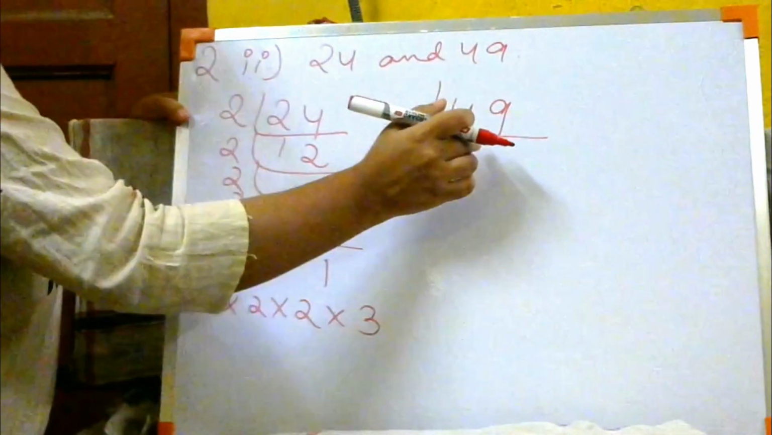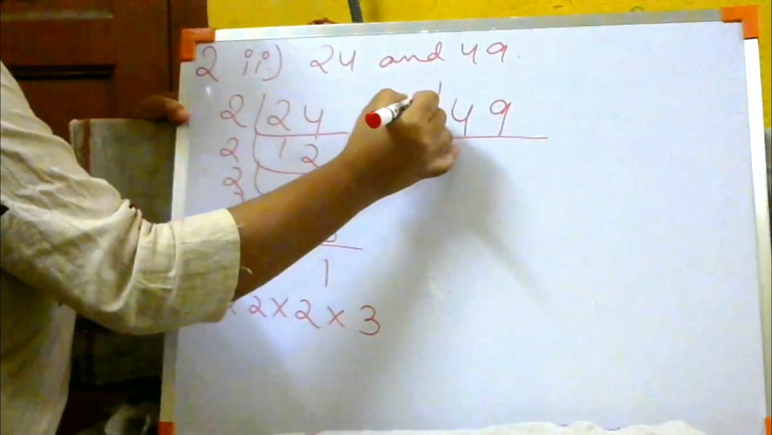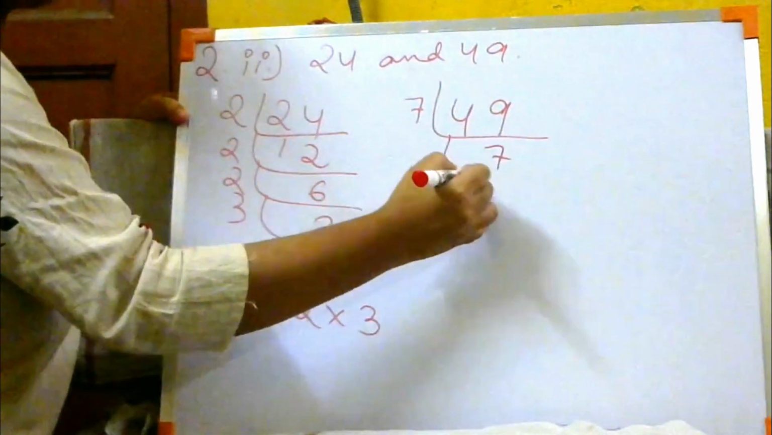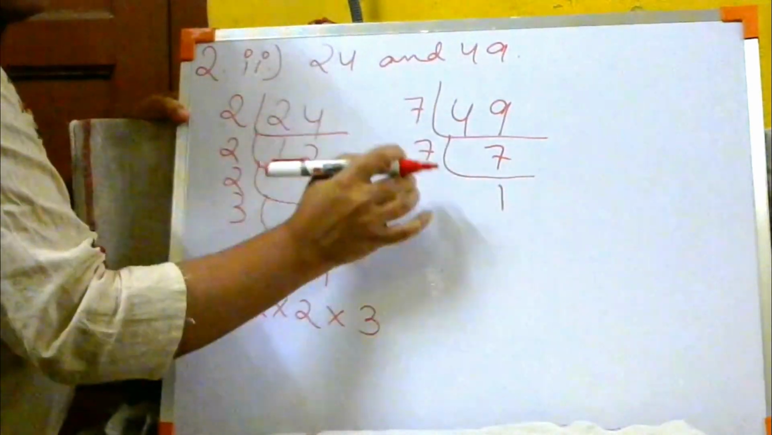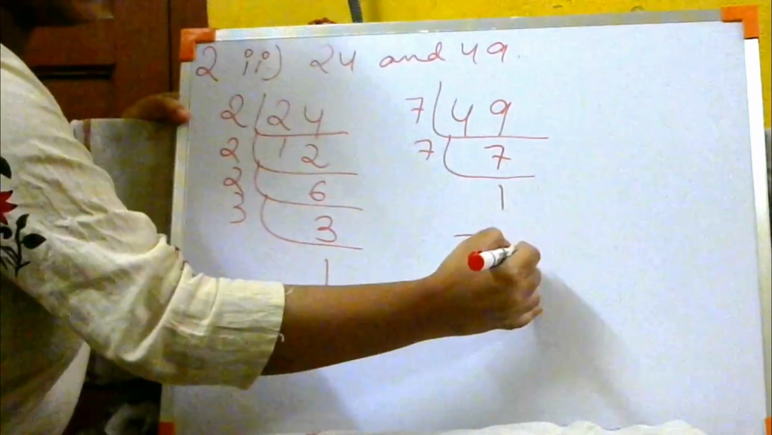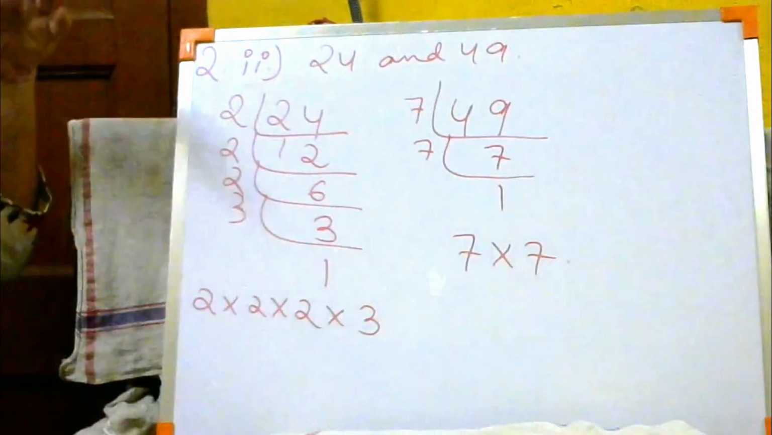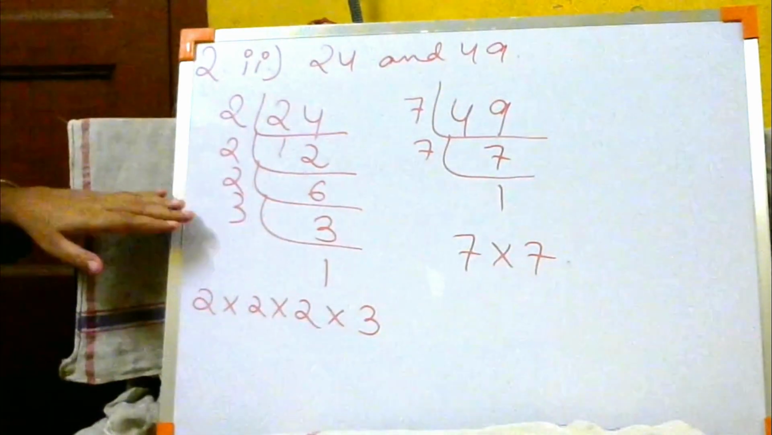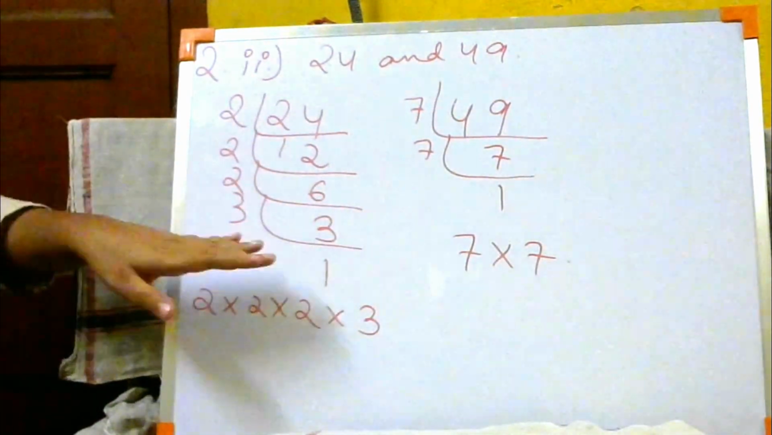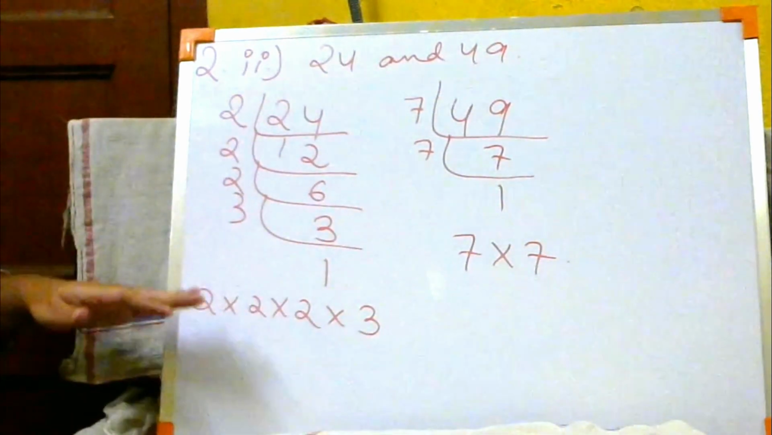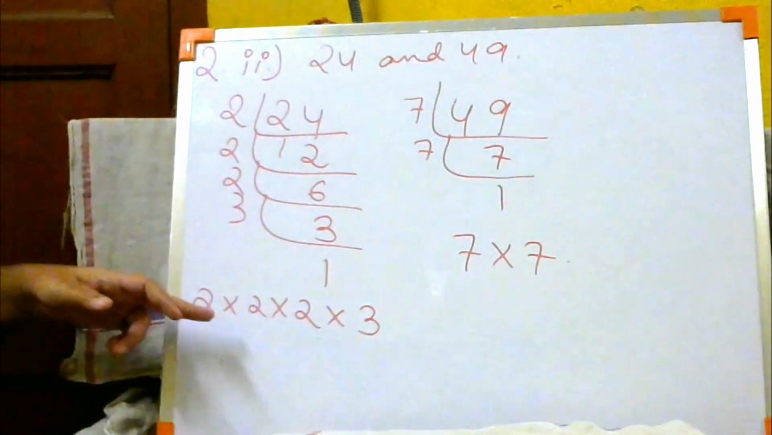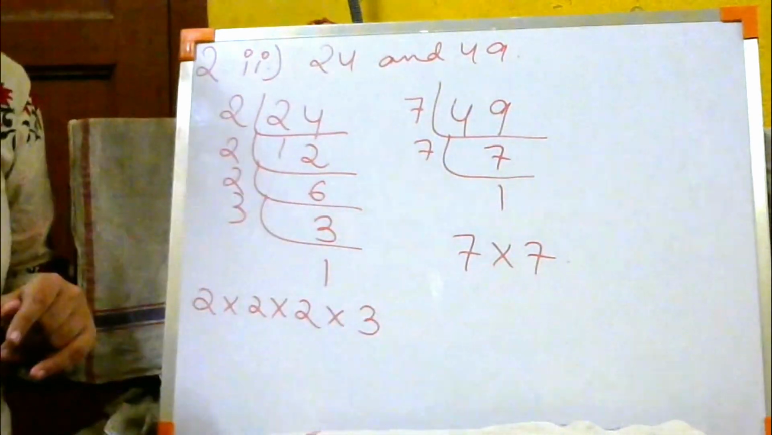Clear? Now 49. 49 goes in the 7 table. 7 7s are 49, and again 7 1s are 7. So the prime factor of 49 is 7 into 7. If you multiply 7 into 7, you are going to get 49. So I hope you have understood how I have found out the prime factors of these particular numbers. Clear? Now from here I am going to find the HCF of these numbers.